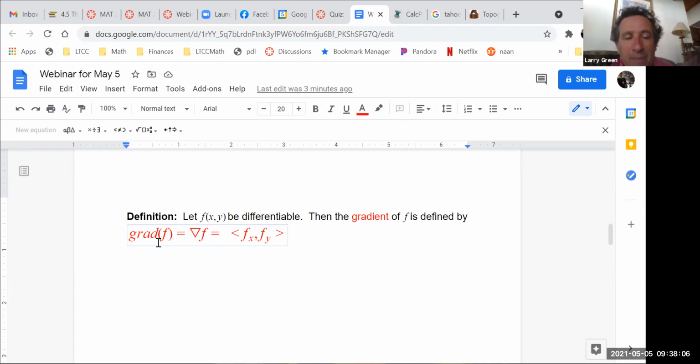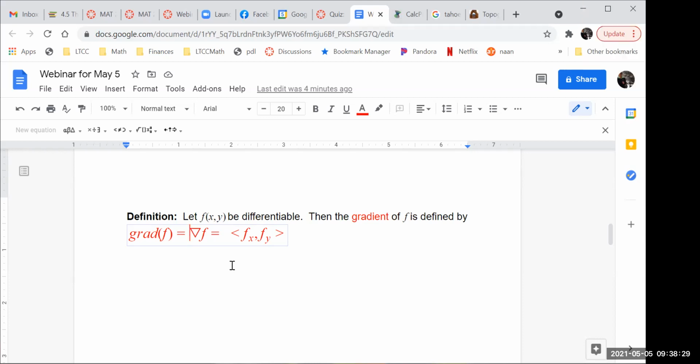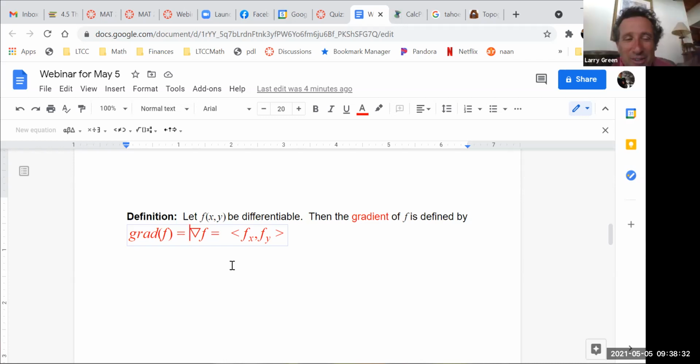Okay, and as I mentioned, this is a biggie. It's kind of like, what was the most important definition in first quarter calc? What was it called? One word? Derivative. Okay, and I think you agree derivatives were really important in first quarter calc. This is the derivative for functions of multiple variables. So this is as important as the derivative in first quarter calc.